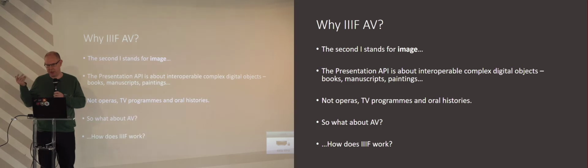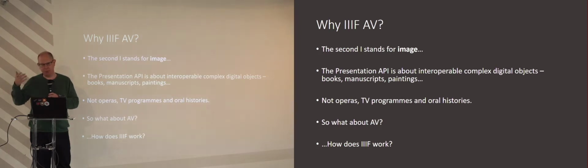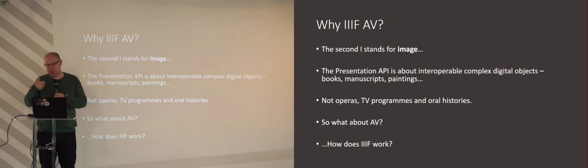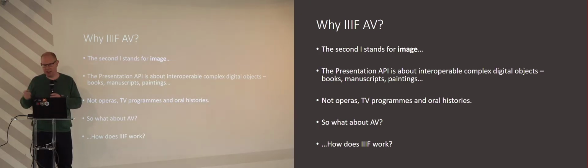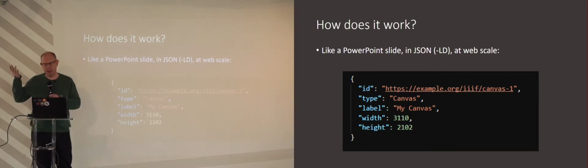Over the last few years, many national libraries, big universities, and museums have started publishing their digitized objects to a standard called IIIF, to avoid having to reinvent the wheel of making viewers and book readers and things like that. But these have been 2D objects, books, manuscripts, maps, paintings, and not operas, TV programs, or oral histories. Many of these institutions have these kinds of content, especially the British Library, a major backer of IIIF. So we want to expand this to AV.